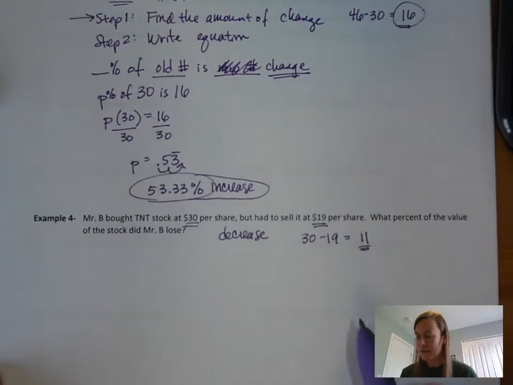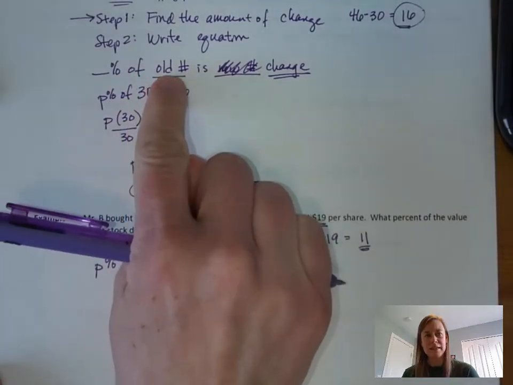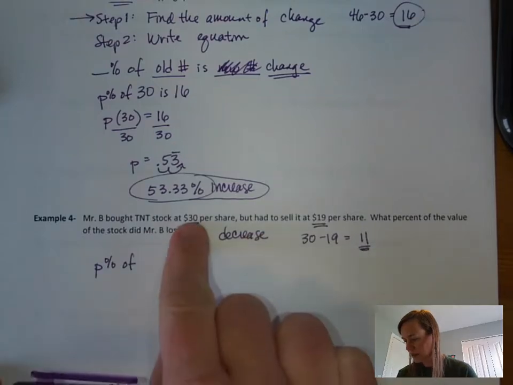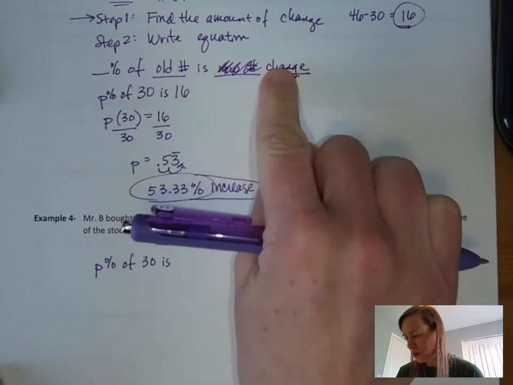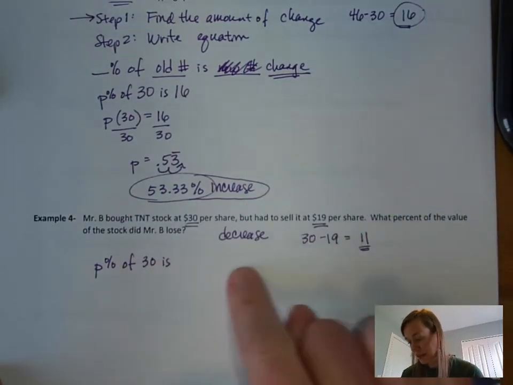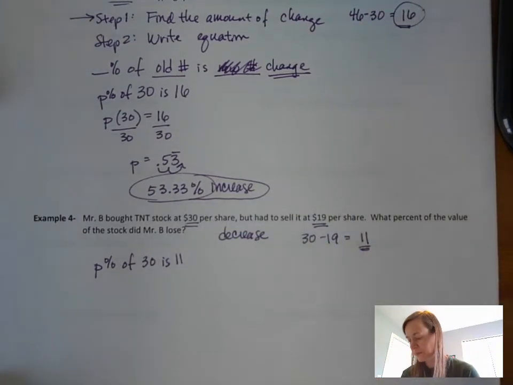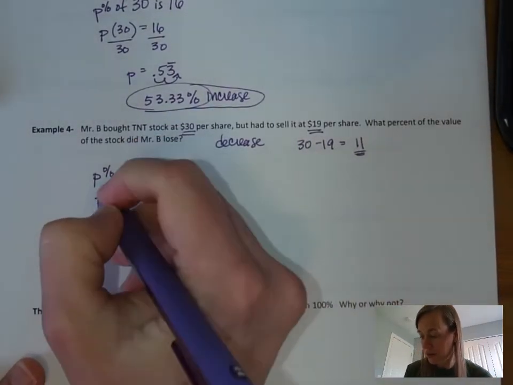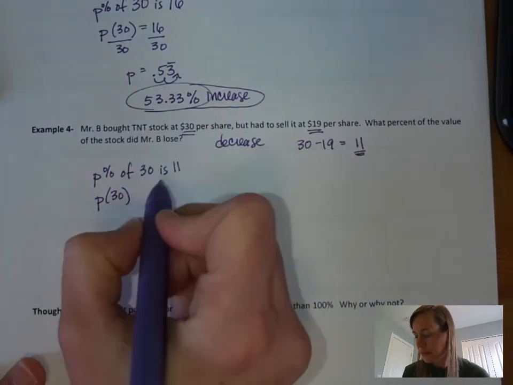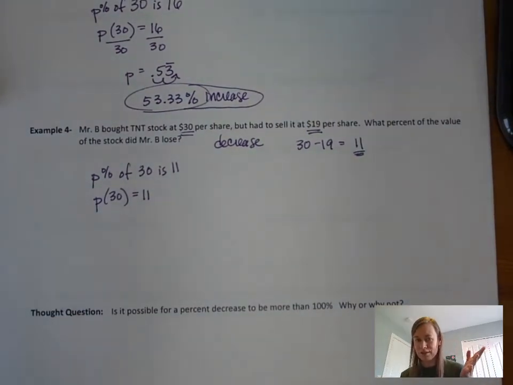In step 2, I'm going to write the equation. So p% of, let's see, next I need to list the old number, which is 30, is, and then we're going to put the change last after that equal sign, okay? So the change here was 11. Let's put that there. All right, so there's my sentence. Let's make it into an equation. So p%, I'm going to do p, okay, of 30, that's going to be times 30, is 11, is going to be equals 11. And now we just got to solve the equation for p.